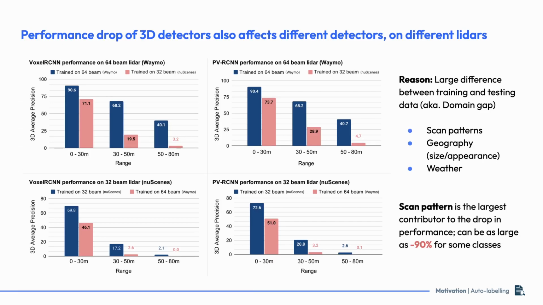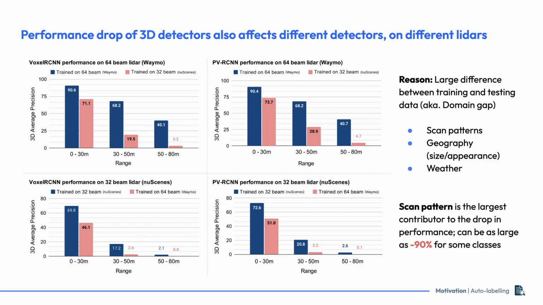We also notice that this actually happens to a lot of different detectors and across different LiDARs. And one of the reasons for this is because there's a large difference between your training and your testing data, in other words, the domain gap. This could happen because your scan patterns are different or your geography is different. For example, there's a popular paper that says that if you take a Waymo detector and you test it on KITTI, it actually fails a lot of the times because it's not that it can't detect the cars, but that the cars in European countries are very small. So then you end up having a lot of missed detections because your object size estimation is too large, and so it doesn't meet the IOU threshold.